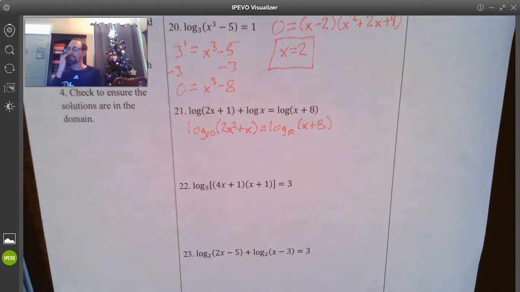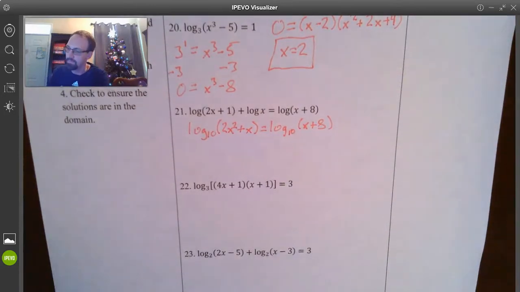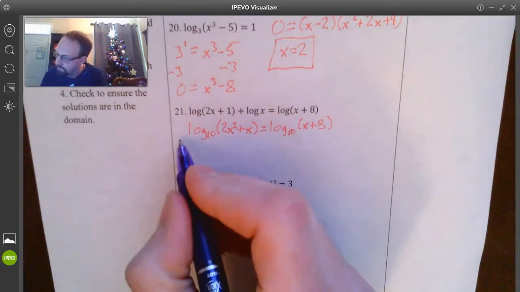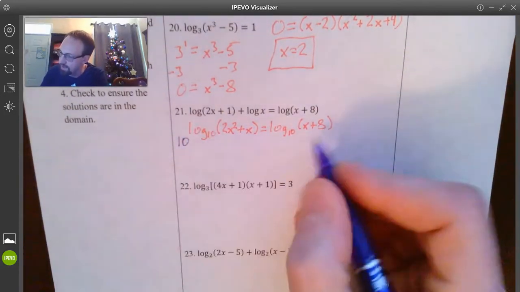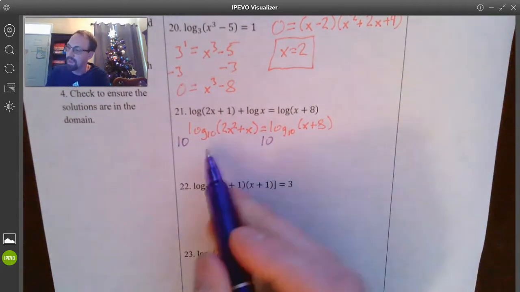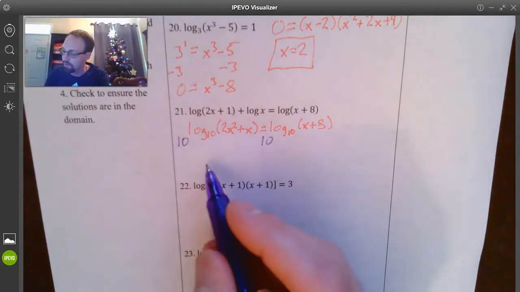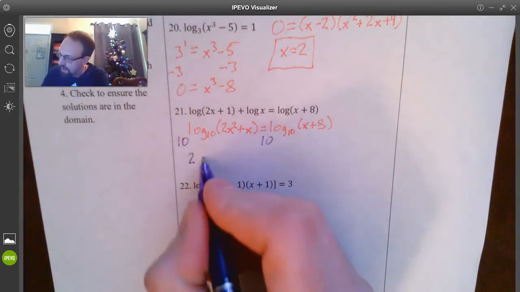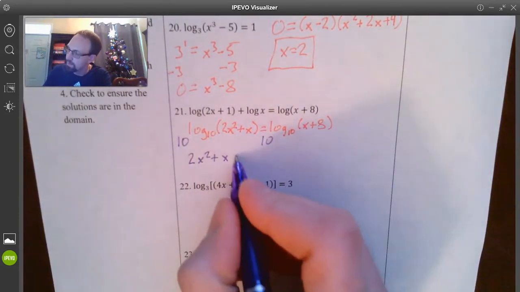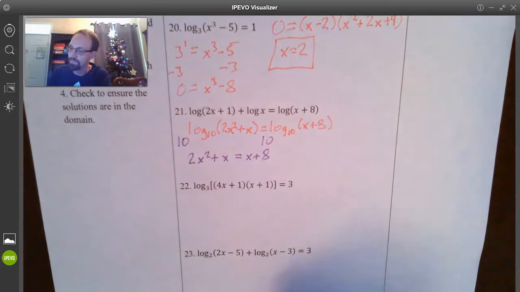So what I have now is the same logs on both sides, so you can drop the logs by raising both sides to the 10th power. A lot of students get this confused. They don't know why you can just drop logs like this when you have the same log base on both sides. But what you can do is raise 10 to this power, 10 to this power, and by doing that, you're actually canceling out. 10 to the log base 10 cancels this out into just being 2x squared plus x. Similarly, this side is just x plus 8.